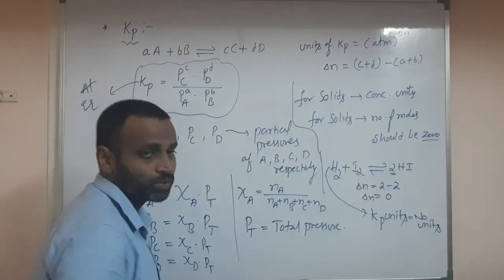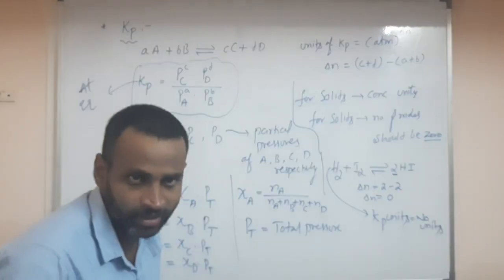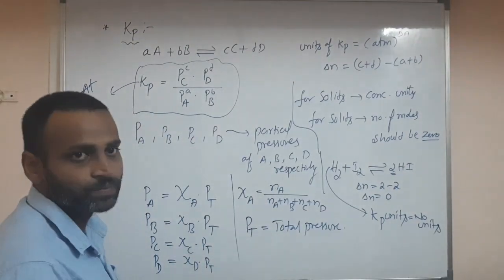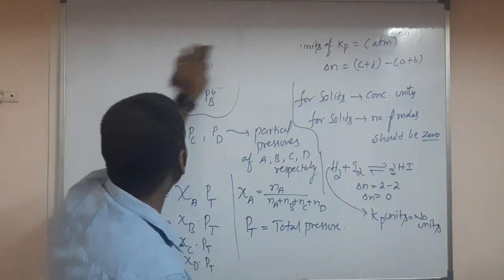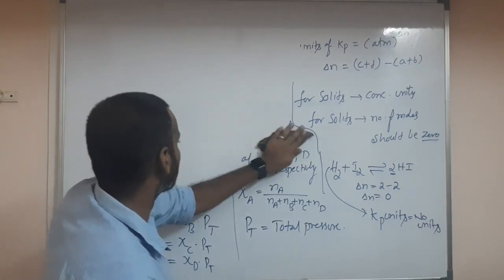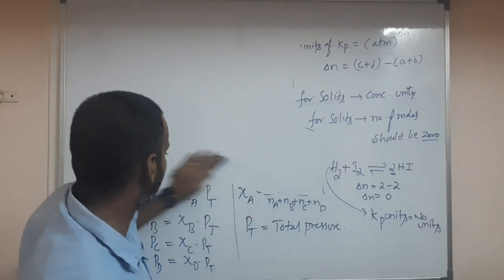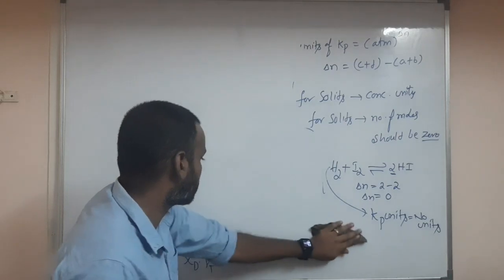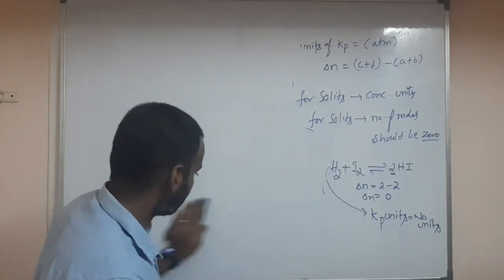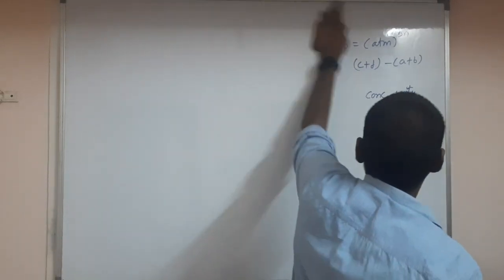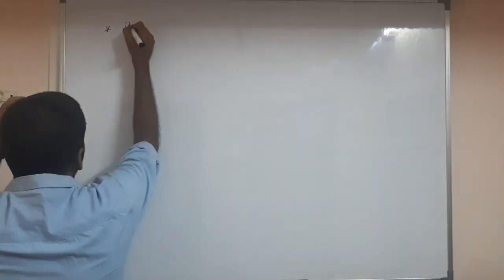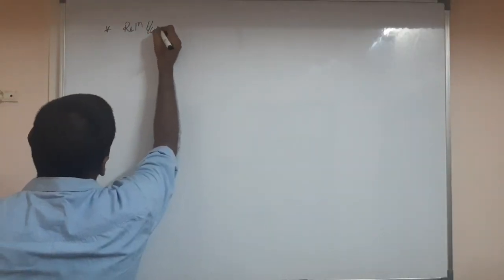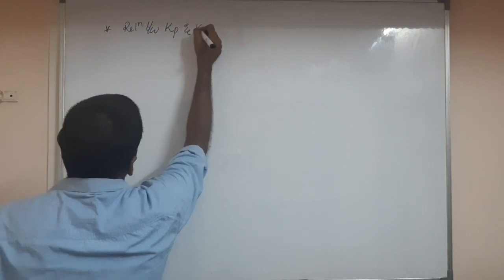Remember this one. They'll ask you, which of the following have no units for Kp, like that. So the last question, like which of the following will not have any units, they'll ask you. So it is important for you. So this is about Kp, and how to get Kp. And I have given units for Kc and Kp. Now you have this relation between Kp and Kc.